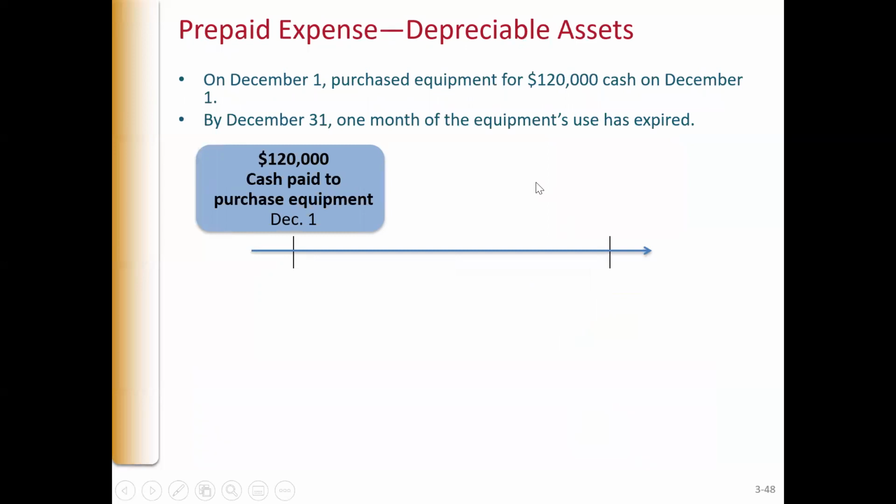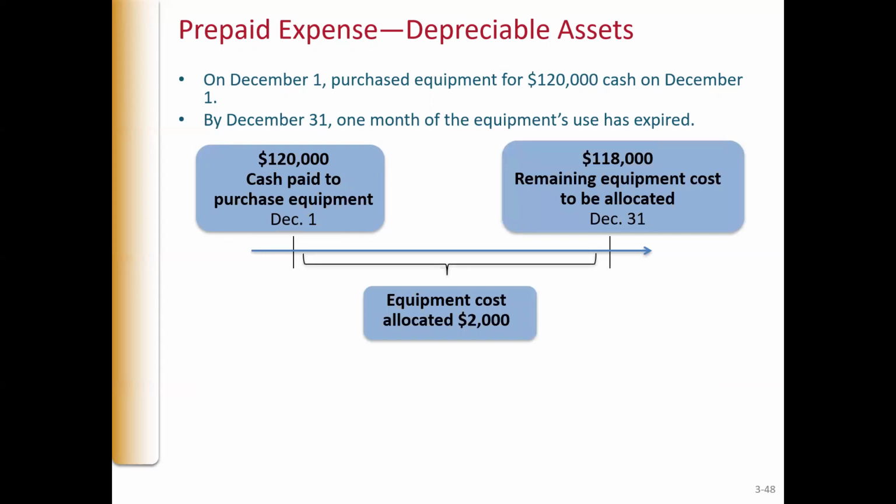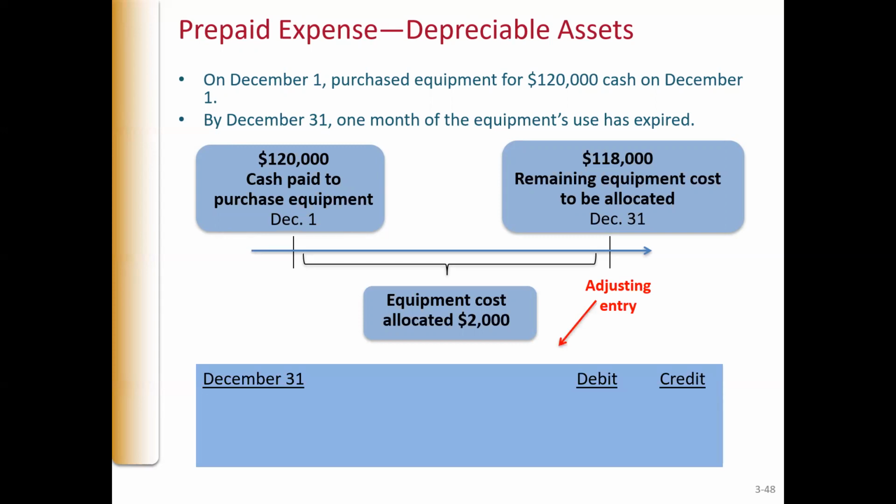On December 1st, we purchased equipment for $120,000 cash. By December 31st, 1 month of the equipment's use has expired. Now, we're getting into a new concept here called depreciation. When we purchase a big asset, that asset is going to provide us with a current benefit and a future benefit. So the way we account for the using up of that asset is we show something called depreciation as an allocation to offset the cost of the equipment. So in this example, they're saying we've used up $2,000 of this asset.